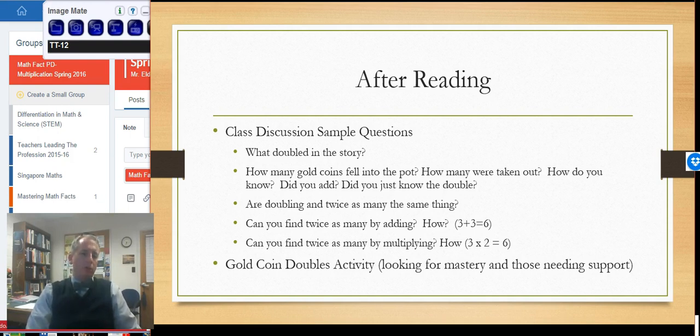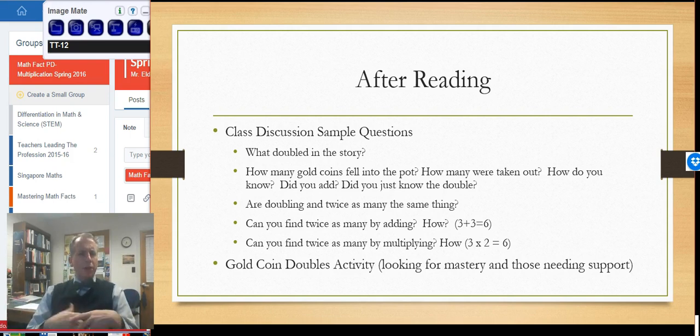Well, how many gold coins fell in there? How many were taken out? How do you know it went from 5 to 10? You can picture that some of your kids might already know that if I have 5 and 5, that just makes 10. Are they adding those 2 things together? Is that an automatic addition fact? Are there any kids who are really picturing 5 times 2 or 2 groups of 5 makes 10? Because those are 2 different thoughts, right? Doing it from an addition standpoint or from a multiplication standpoint.